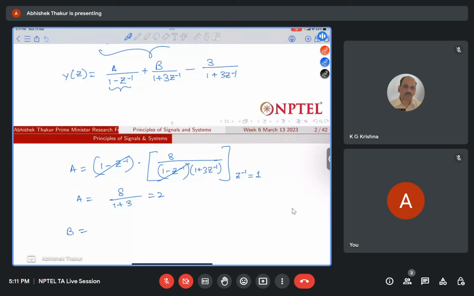Similarly, for B we will calculate. For B it will be (1 + 3z^-1) into 8 by this term.